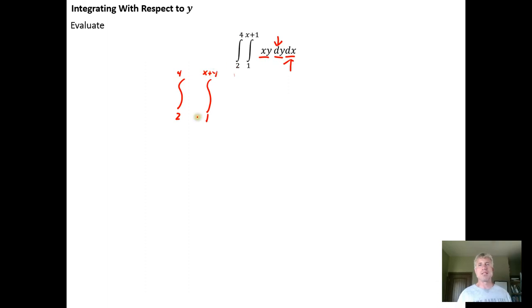And what I want to recognize, this is really saying, because we're integrating with respect to y first, this is really y equal 1 to y equal x plus 1, and then we're integrating lastly with respect to x, so this is running from x equal 2 to x equals 4. And when you integrate with respect to y, the x is held constant, so the x can really be factored out of this first integral, and it's just the integral of y dy.